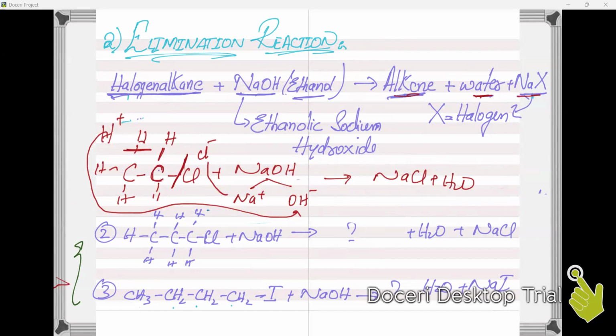Now, this carbon lost chlorine, this carbon lost hydrogen. They both have to make one bond. So they make the bond with each other and they will turn into what? They will turn into alkene, a double covalent bond compound. So that's how we get an alkene from elimination reaction. So you can practice these reactions for your further clarity.